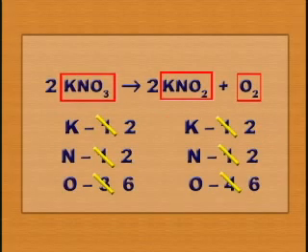A coefficient of 2 in front of potassium nitrate gives you 2 potassium atoms, 2 nitrogen atoms, and 6 oxygen atoms on the reactant side of the equation. A coefficient of 2 in front of potassium nitrite gives you 2 potassium atoms, 2 nitrogen atoms, and 4 plus 2 equals 6 oxygen atoms on the product side. The equation is balanced. Once again, the law of conservation of mass has been satisfied. The number of atoms of each element is the same on either side of the equation.